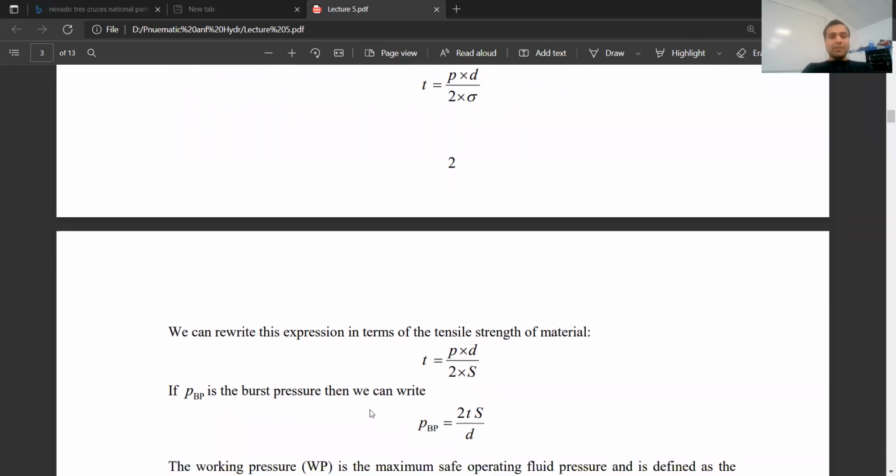If we say PB is the burst pressure, we can write that as 2TS over D. I actually try to make this pressure, this P, the subject. So the 2S from here can go on this side, and this D, which is up, can come down here.